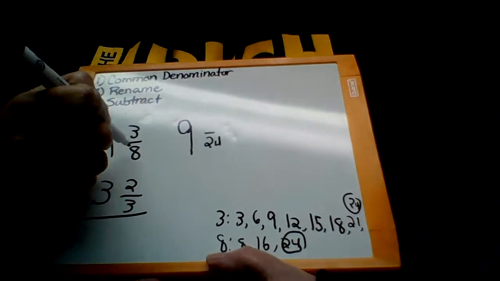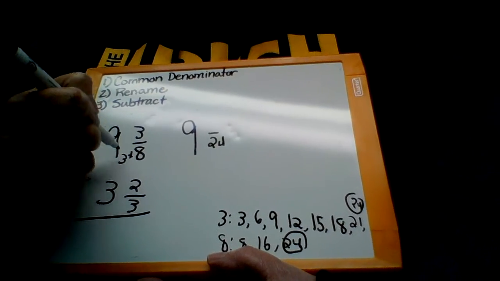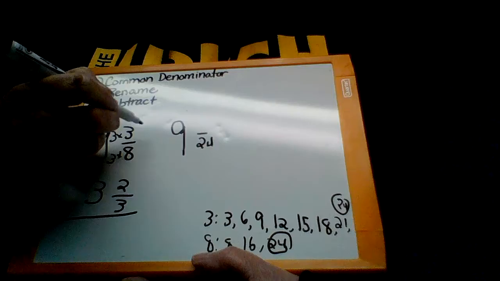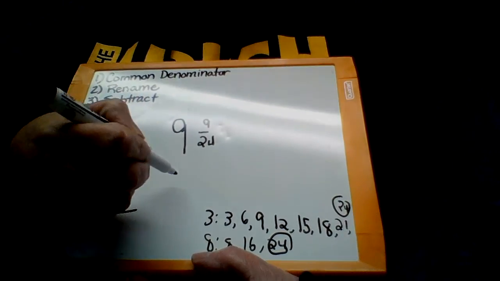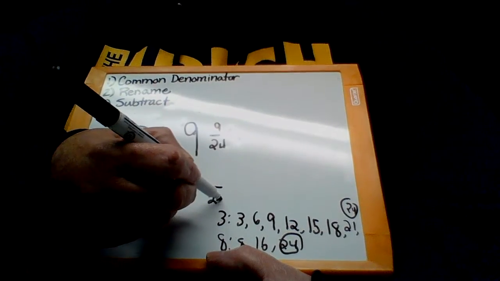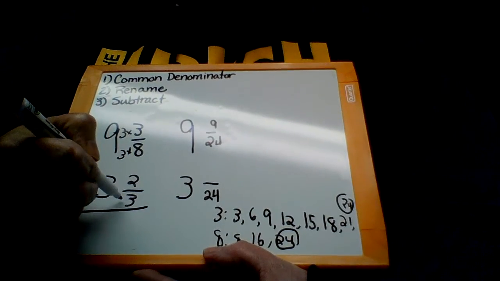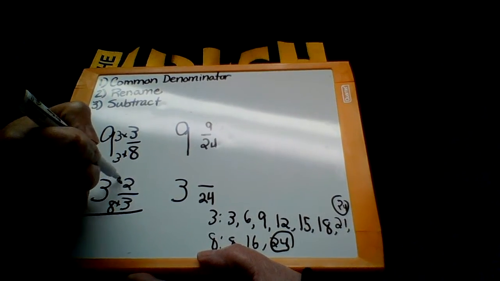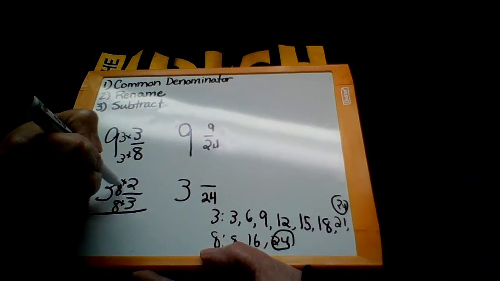So this is going to be 9. Alright, so we did times 3 to get 24, so we have to do times 3. So 3 times 3 is 9. So 9 and 9/24 minus 3. 3 times 8 is 24. So I have to multiply that 2 by 8. That's 16.